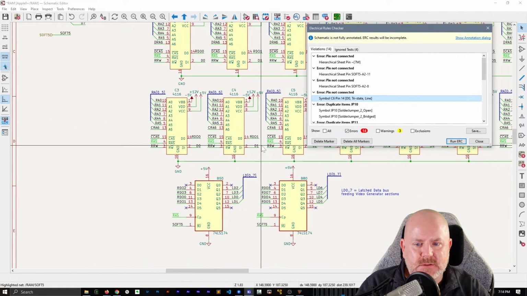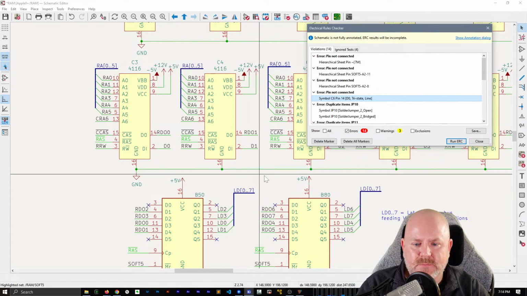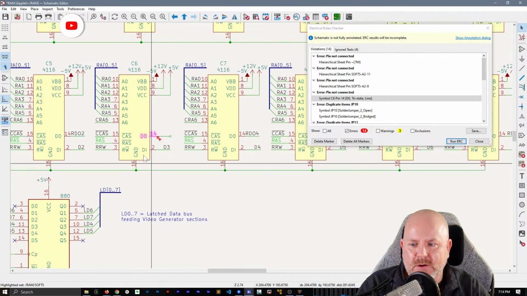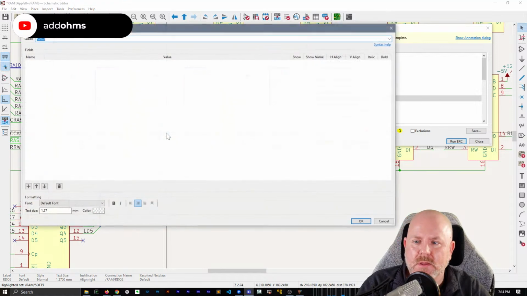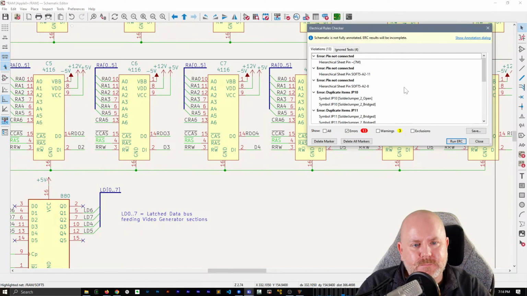C6 pin not connected. What? Oh, yeah, okay. Well, we can fix that one. That's an easy one to fix. All right, that should go away.